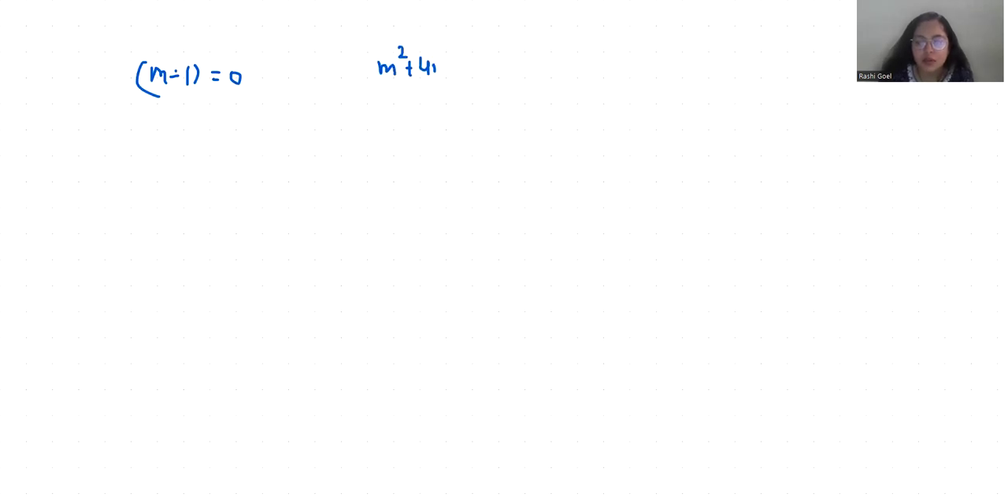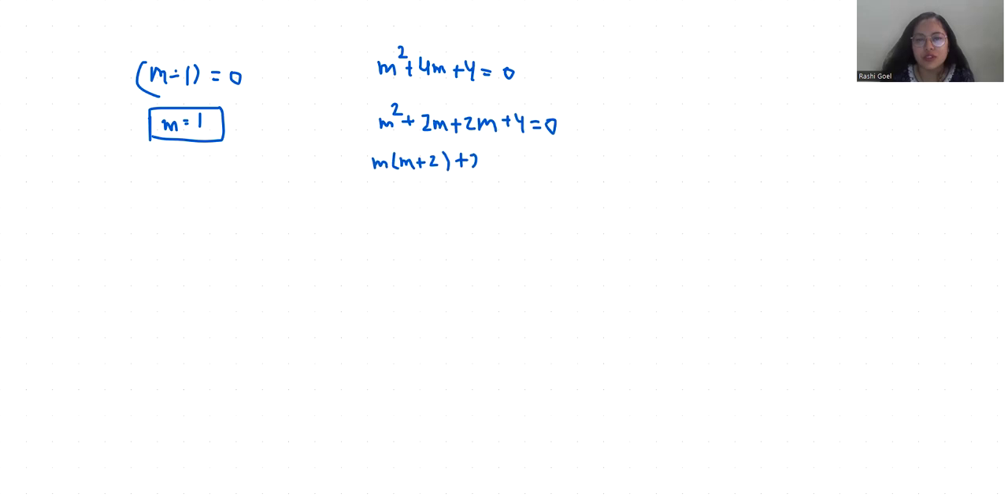From here, m = 1, and here m^2 + 2m + 2m + 4 = 0. If m is common, m + 2, and if 2 is common, m + 2 is equals to 0. So m + 2 is common, then m + 2 = 0. From both cases, m is 1 or -2.